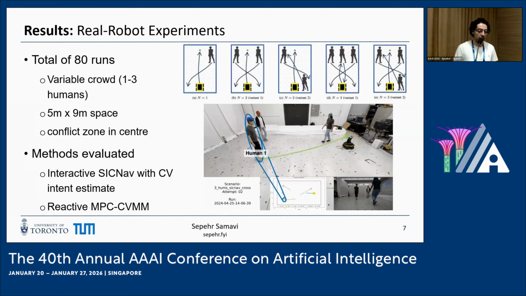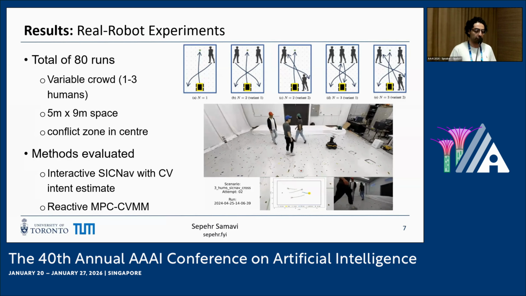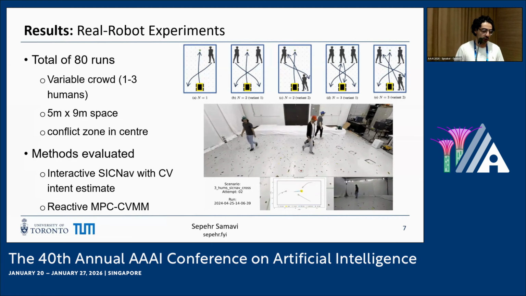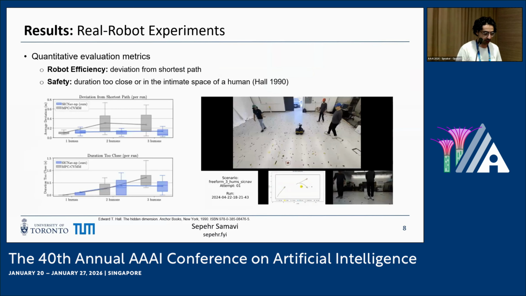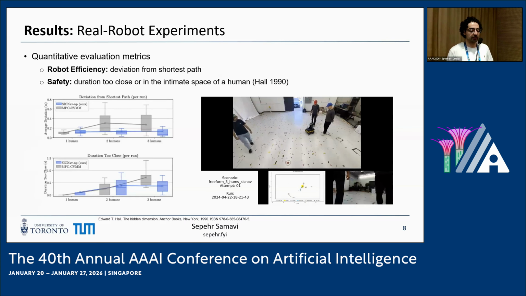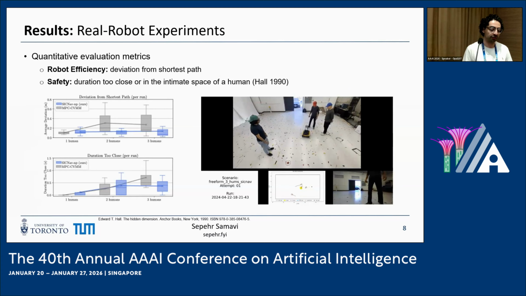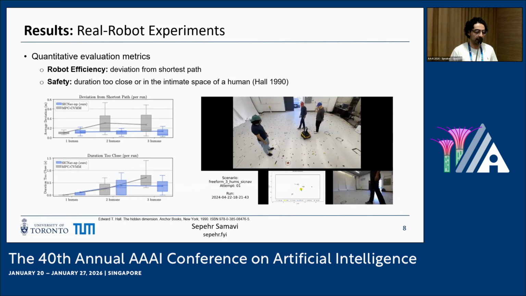We also conduct real robot experiments where we ran a total of 80 runs over 5 scenarios with a varying number of humans. All the scenarios resulted in a conflict zone in the middle of the room. We compare SICNav with the predict-then-plan MPC constant velocity approach. We quantitatively show that SICNav performs better both in terms of efficiency as well as safety considerations. And we do qualitative evaluations as well.